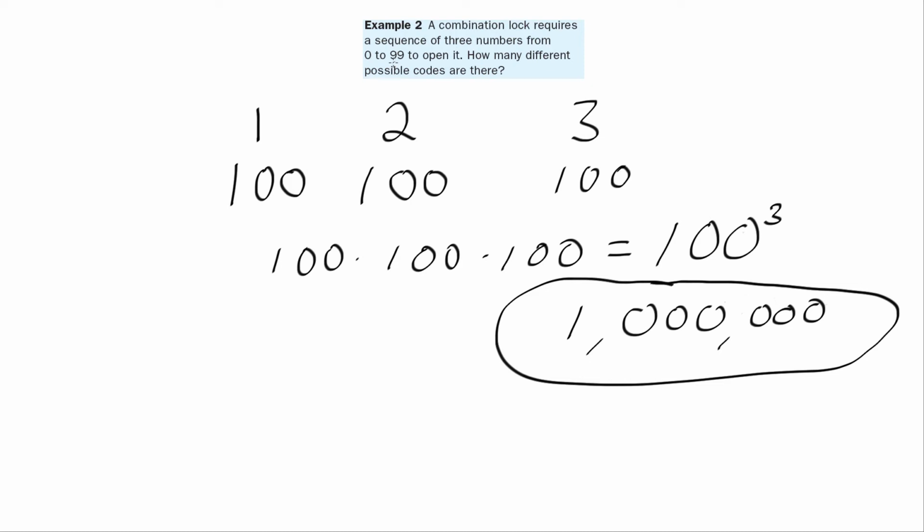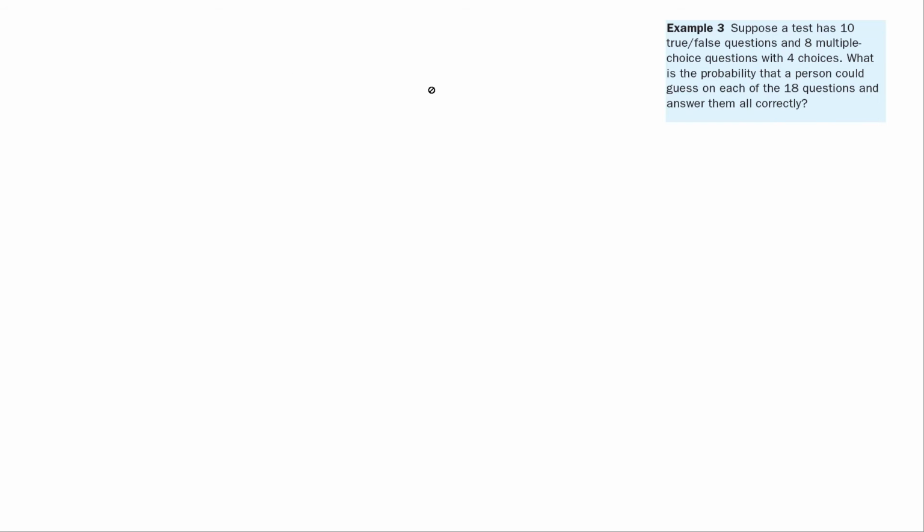Now let's look at a combination problem. This is interesting because it's the kind of thing we might see. Suppose a test has 10 true-false questions and 8 multiple-choice questions with 4 choices. What is the probability that a person could guess on each of the 18 questions and answer them all correctly?